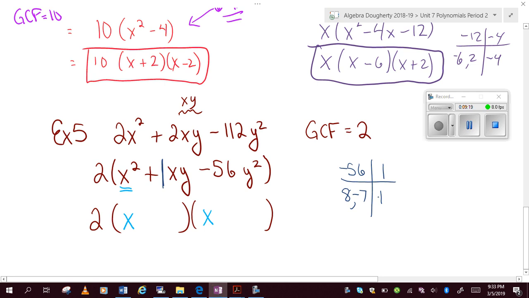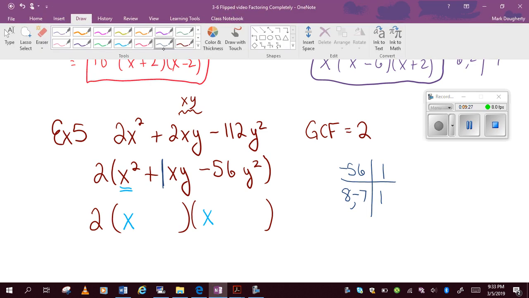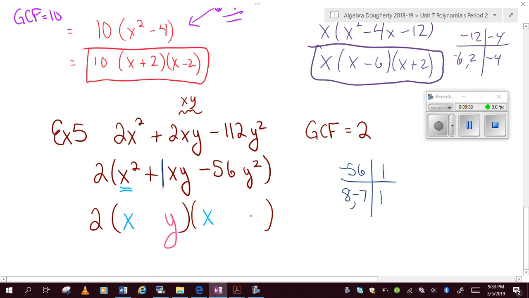Now the issue we have here is the y squared. Well, if I put a y in both of the second spots, y times y is y squared, and y times x is xy. So really, I've got the x's in the first spot of each binomial, the y's in the second spot of each binomial, and lastly, just got to look at, hey, I've got these numbers right here, plus 8y minus 7y.